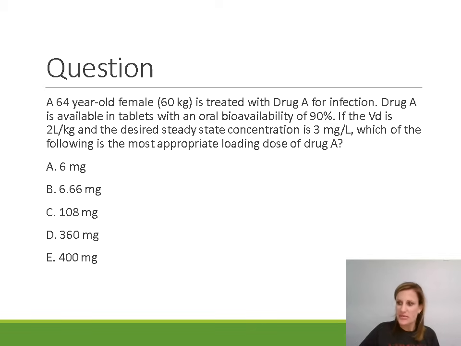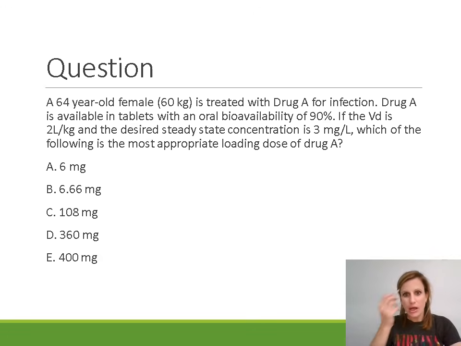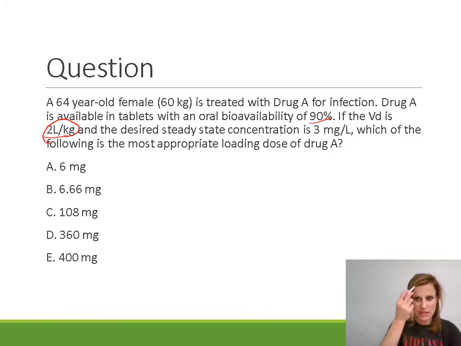All right, so let's just finish up with a couple questions just to try and apply this information. All right, so a 64-year-old female who is 60 kilograms is treated with a drug for infection. The drug is available in tablets with an oral bioavailability of 90%. So 90% of the drug actually is absorbed into the plasma. The volume of distribution is 2 liters per kilogram, right? So that's based on kilograms. So we're going to have to use her weight here.